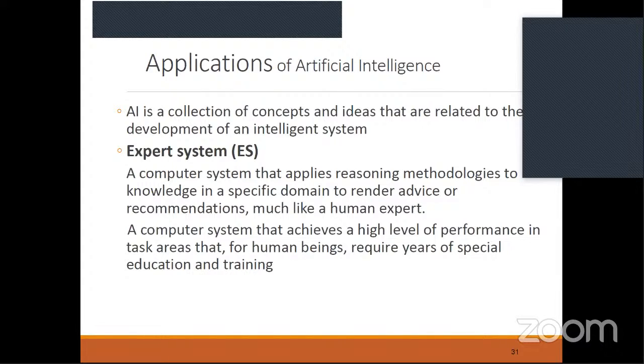It's like a doctor, an AI doctor. If I take all the knowledge from the doctor and put it into a computer system, and if it makes recommendations just like a doctor, then it's an AI-based expert system. It is a computer system that achieves a high level of performance in task areas that for human beings require years of special education and training. So if you put it in once, then you are free. It will work 24 by 7.